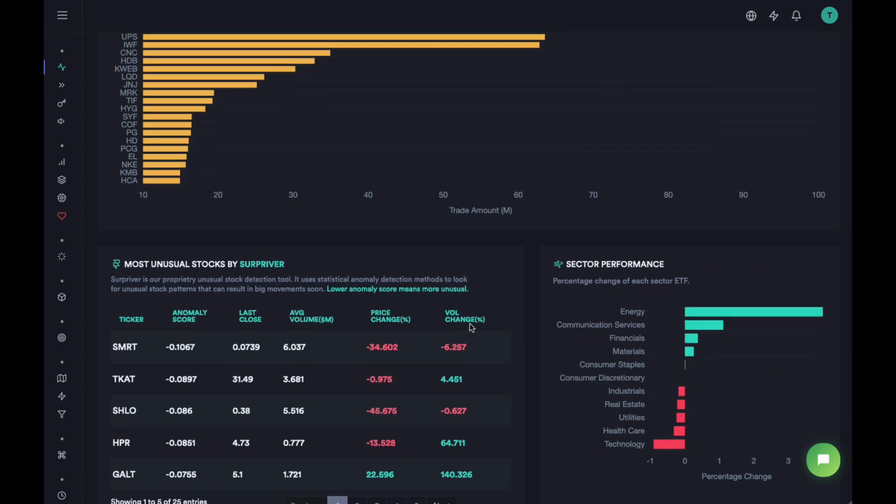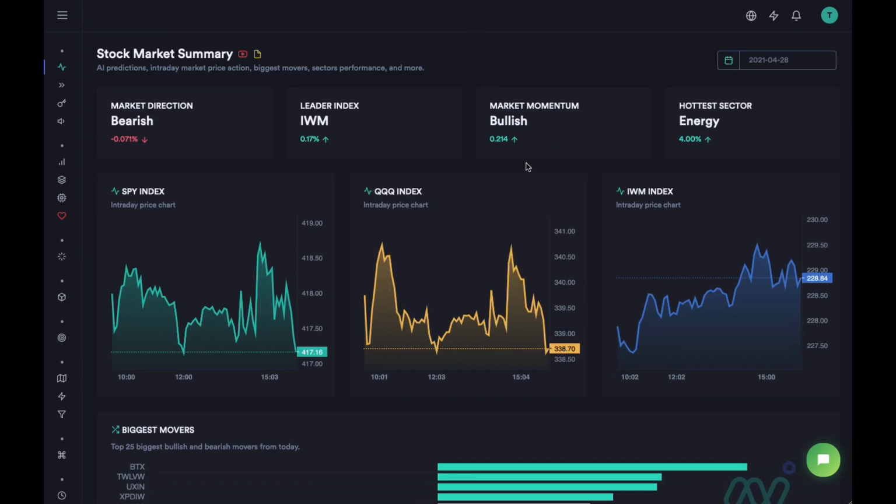So that should be it for this dashboard. I hope you are more comfortable with using this dashboard.